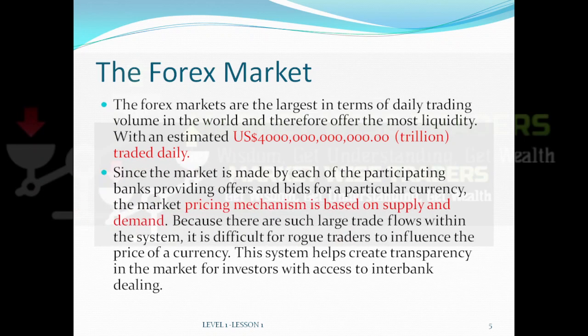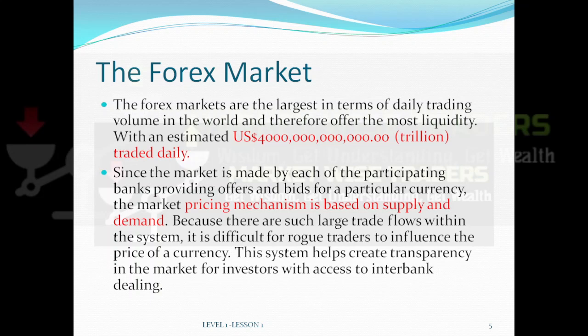All right, so the market is made up of participating banks, which we also call institutional traders, and they offer bids for a particular currency. If someone wants to buy US dollars, they can buy using another currency, whether it's euros, pounds, or yen, and vice versa. So just like all markets, it's based on supply and demand.